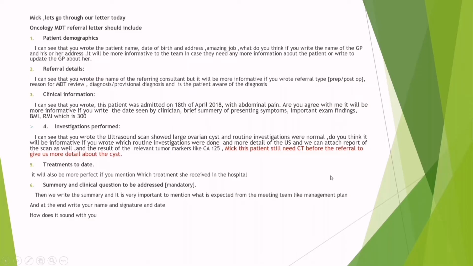Mike, this patient, don't forget, we need to do a CT before the referral, and this is to give more details about the cyst. Is it clear? Yes. Mike, don't you think it will be more informative if we mention the treatment received by the patient in the hospital up to date? Yes, Ali.